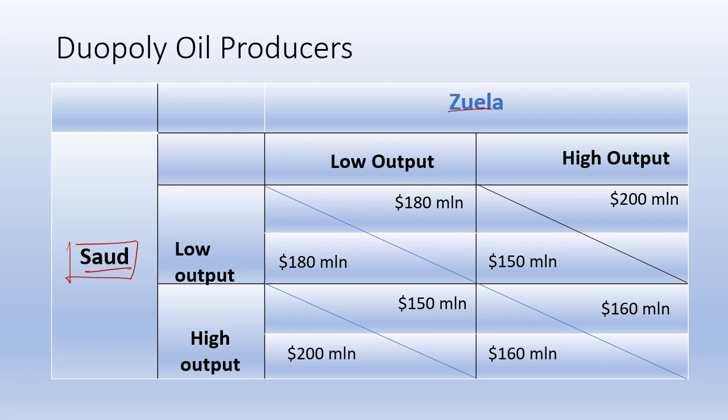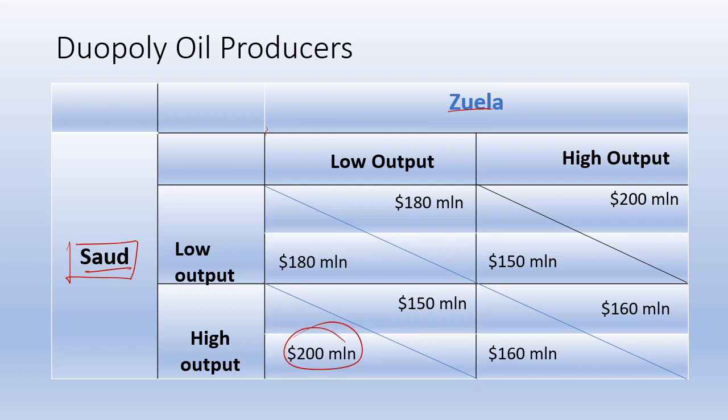And as Saud, we are thinking, what if Venezuela produced low output? In that case, the game would be stuck on this left column, and as Saud, our best strategy would be producing high output because that gives $200 million of profit, which is better than $180 million of profit. So circle this $200 million.